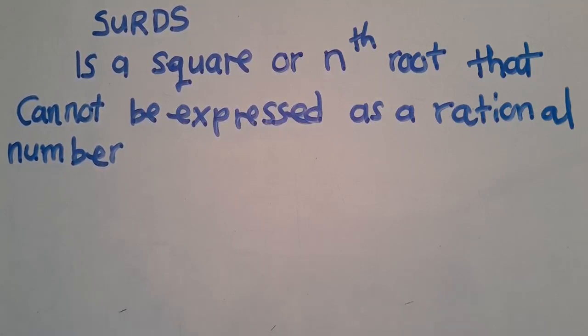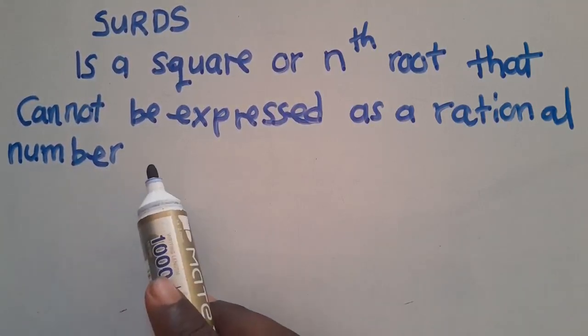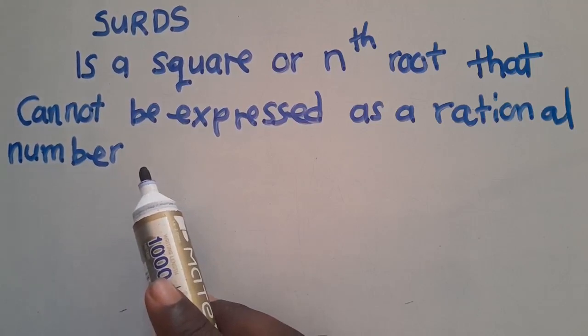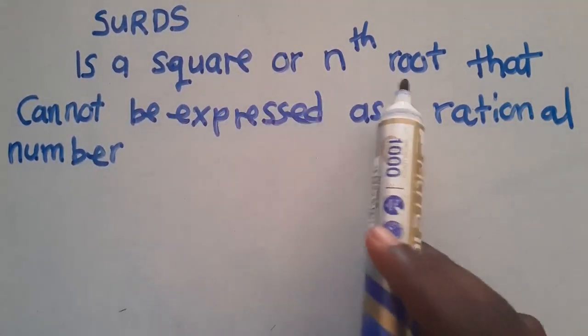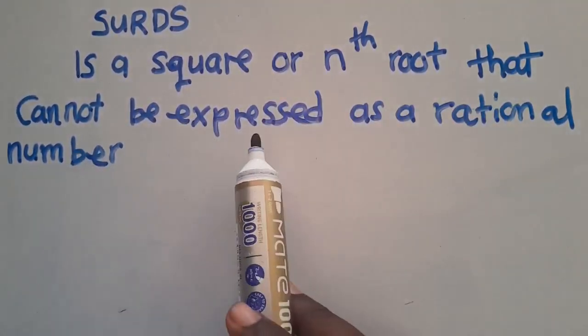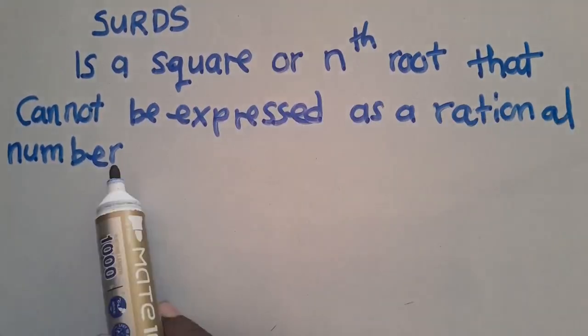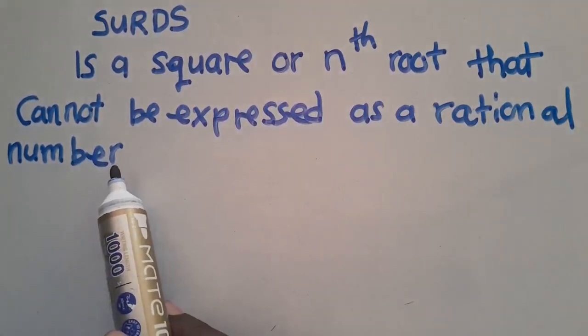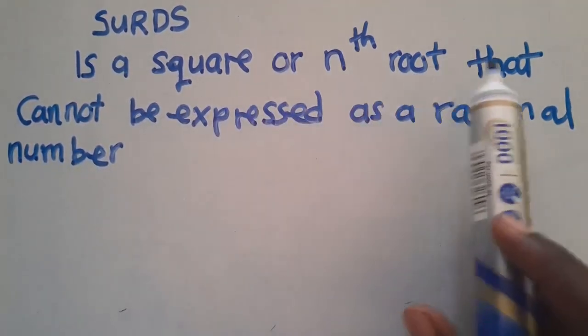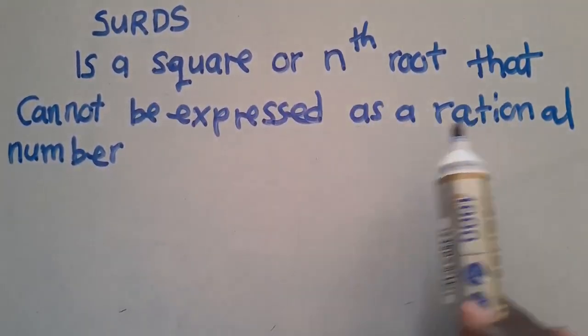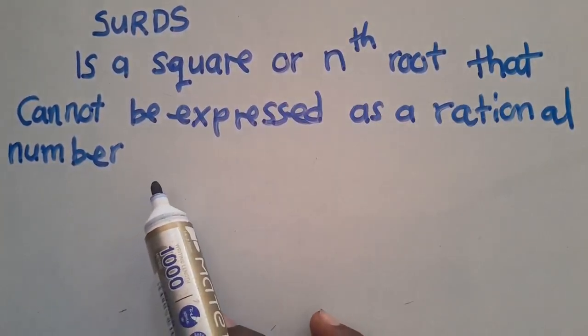We are going to talk about surds. I wrote down the definition of a surd here that can help us understand what we are really talking about. I said a surd is a square or nth root that cannot be expressed as a rational number. So each time we are talking about a surd, we are talking about a square or an nth root that cannot be expressed as a rational number.